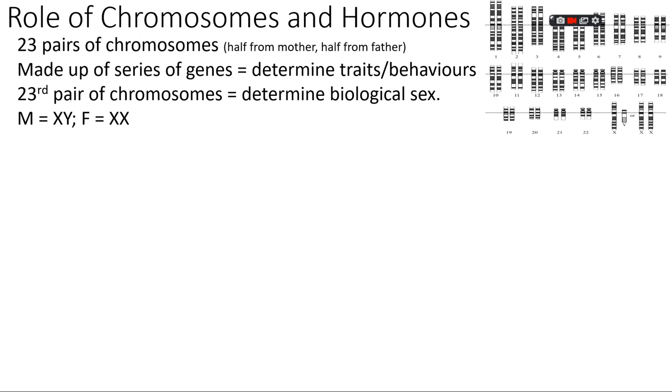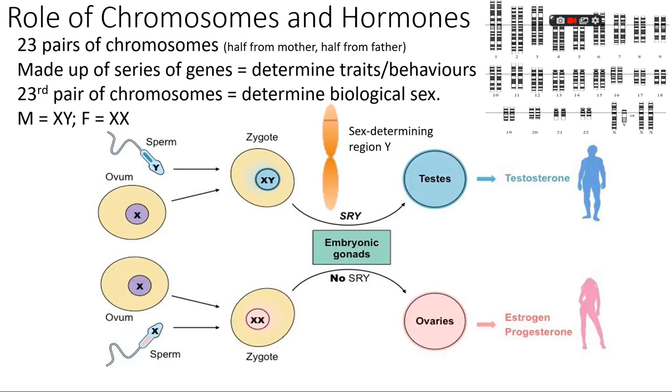Now the 23rd pair of chromosomes, you will notice there's some differences. So you can either have XY or XX. And it's these chromosomes, this 23rd pair of chromosomes, that determine our biological sex. So if you're a male, you have the combination XY, or if you're a female, you have the combination XX. So this diagram just explains that process and how that comes about and what the impact of those chromosomal differences might be on males and females.